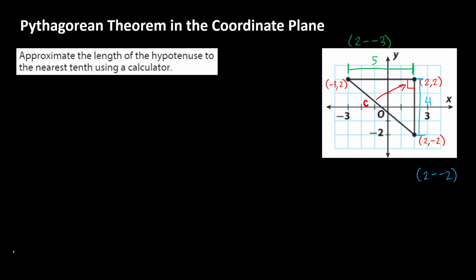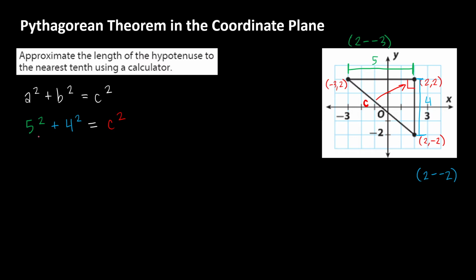So let's rewrite the Pythagorean theorem here. I know that that is a squared plus b squared equals c squared. So let's call the horizontal leg of the triangle A. So 5 squared. And then the vertical side of the triangle is 4 units, so that's 4 squared. And we don't know the hypotenuse, so that is just c squared. And from here we can solve the Pythagorean theorem as normal.